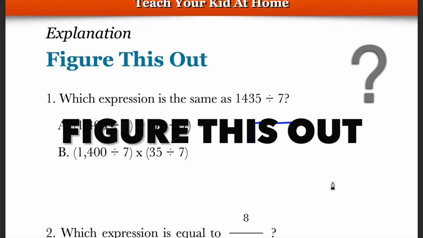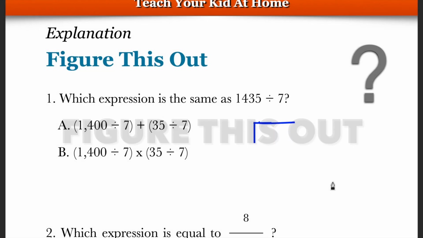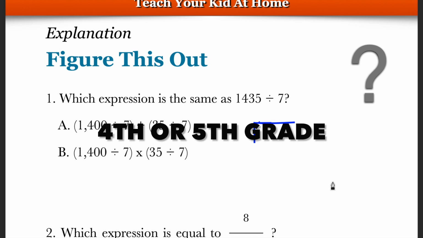Let's take a look at some more problems that you may do if you're in fourth grade, third grade, maybe fifth grade. Some problems you may do that may help you out. Let's see if we can figure this out right here.